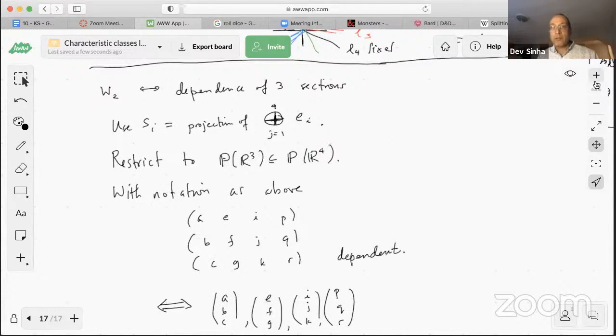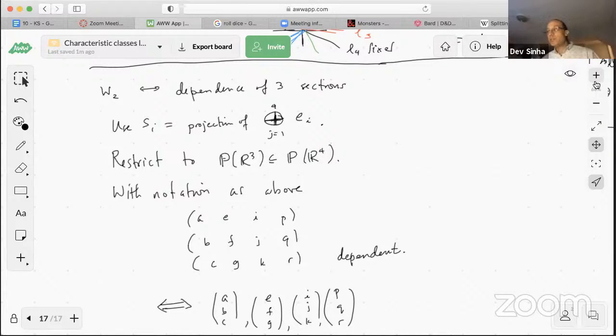W2 is represented by dependence of 3 sections. Again, I want to, quote unquote, hat that. I want to think about this as a 4-dimensional bundle. For 3 sections to be dependent, that means they would span a plane inside the 4-dimensional space. And I want to look at that gamma 2 construction. But I'm not going to go through those details. Just want to show where the analysis will head.